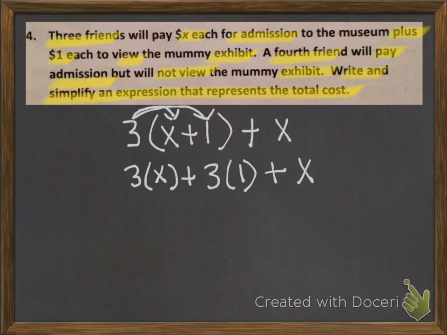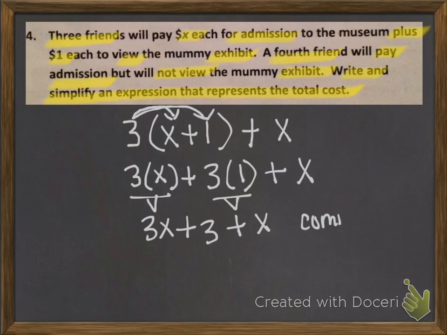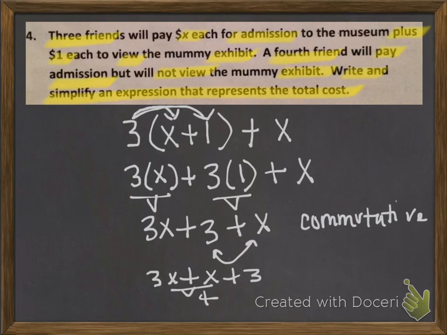So now I solve. 3 times X is 3X plus 3 times 1 is 3 plus X. Remember that thing where we can switch the order? Yeah, commutative property. That's what we're going to use here to solve the rest of this problem. I want to switch these two, so I use the commutative property. So I get 3x plus x plus 3. 3x plus x is 4x plus 3.